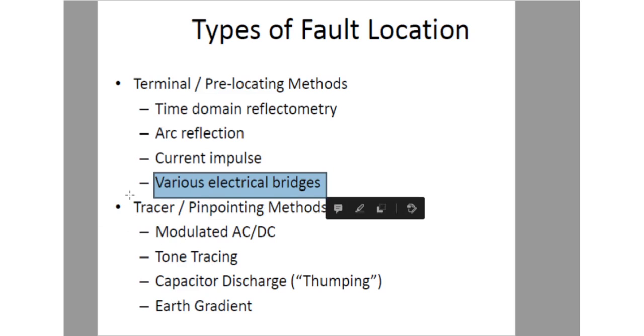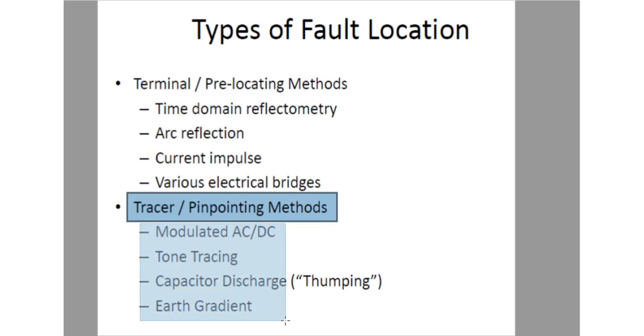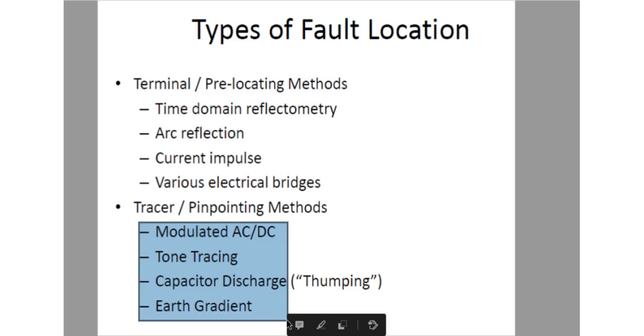The second method is tracer or pinpointing methods. They are again subdivided into four types. First is modulated AC or DC. It can be tone tracing, capacitor discharge, which is also called thumping, and earth gradient. These are the types of fault location methods.